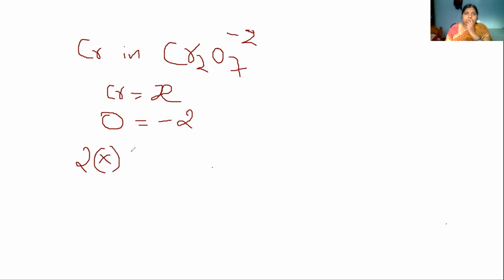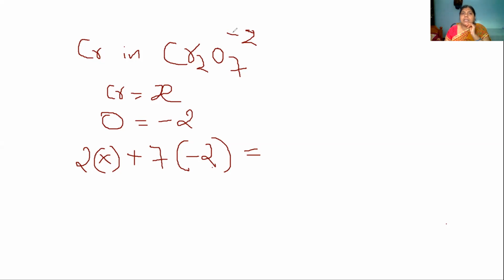Okay, plus how many oxygens are there? 7. 7 into what is the oxidation state of oxygen? Minus 2. That will be equal to what you have to take? Not 0. It is a complex ion. Charge is present here. If there is no charge, it is a molecule. It will be taken as 0. But here charge is there, minus 2. So it is called a complex ion.